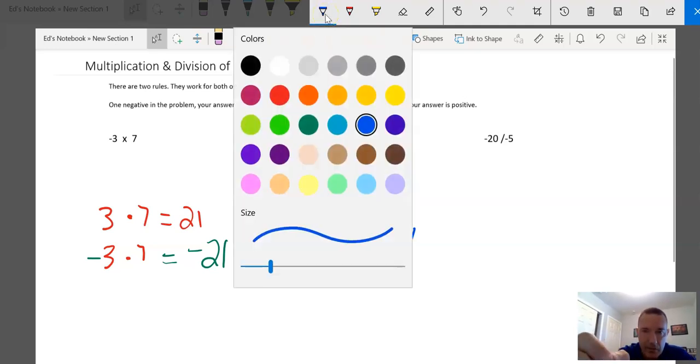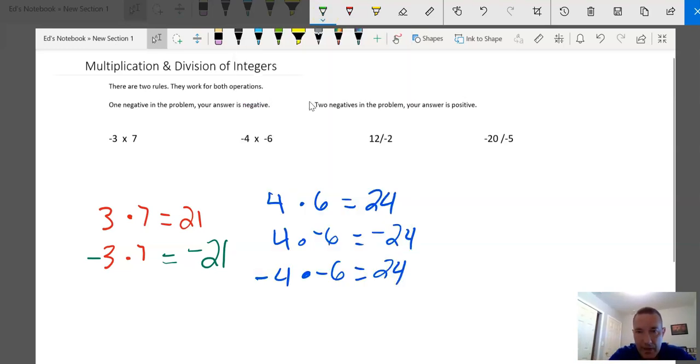And the nice thing, once you learn this for multiplication, the same rules apply for division. So I'm not going to go through all three examples, but we are going to just kind of solve it for you. So 12 divided by negative 2. Well, there's one negative in the problem, so my answer is going to be negative 6. There we go. So 12 divided by negative 2 is negative 6.